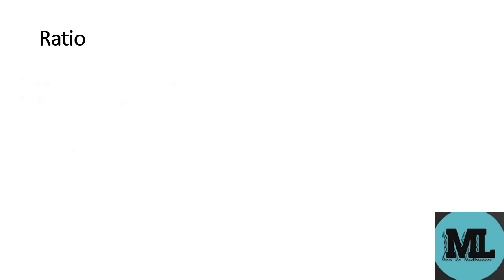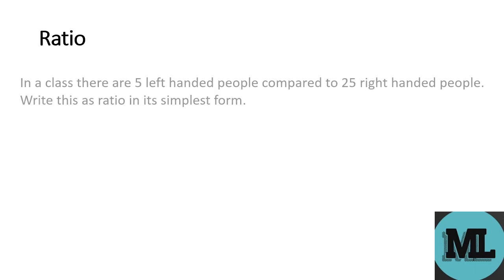So here we have a little harder ratio question. Sometimes in ratio you'll be asked to simplify the ratio. So in this question I'm going to teach you how to simplify a ratio. I'm going to use the same example. In a class there are 5 left-handed people compared to 25 right-handed people. Write this as a ratio in its simplest form.